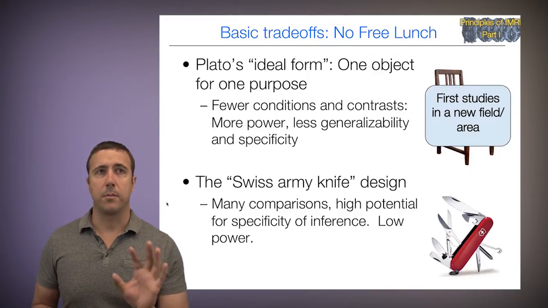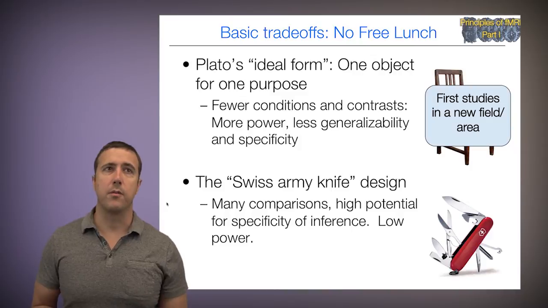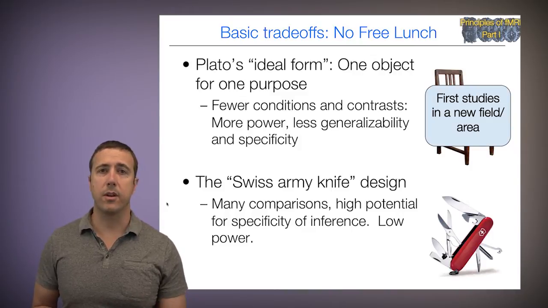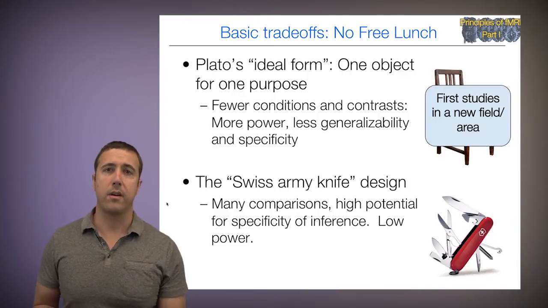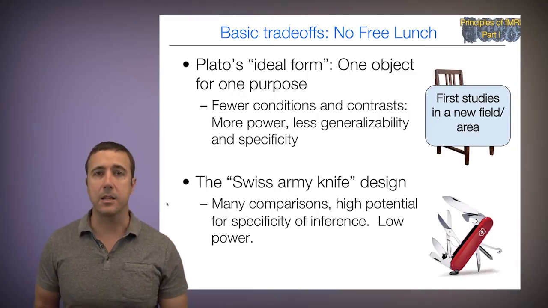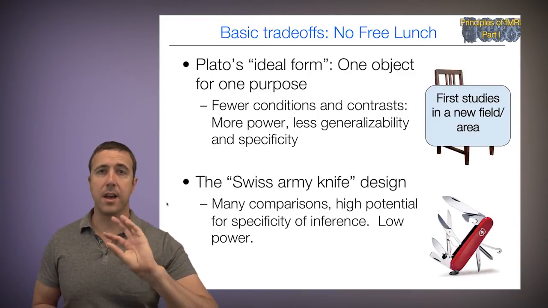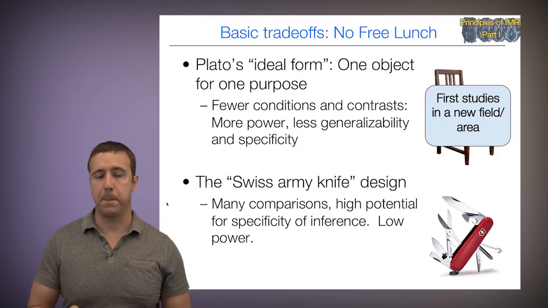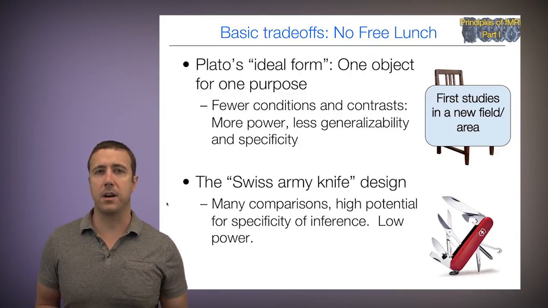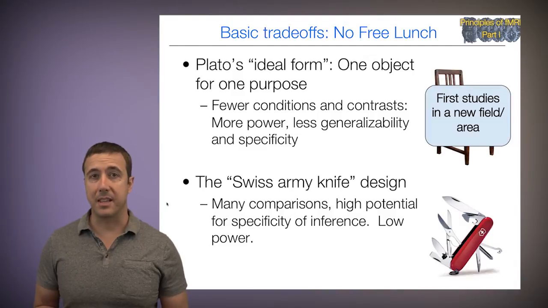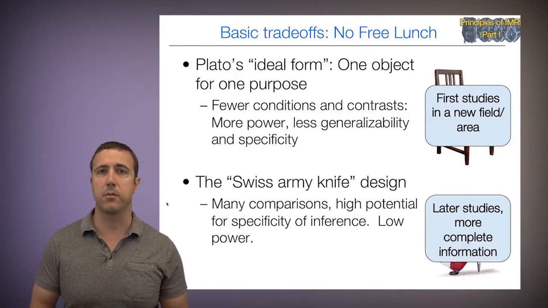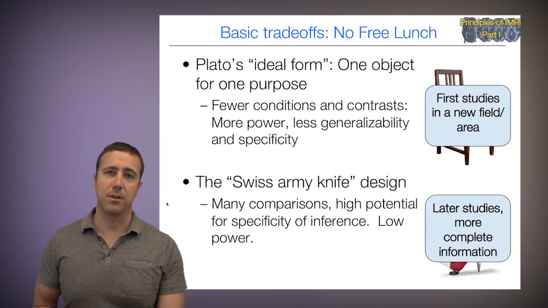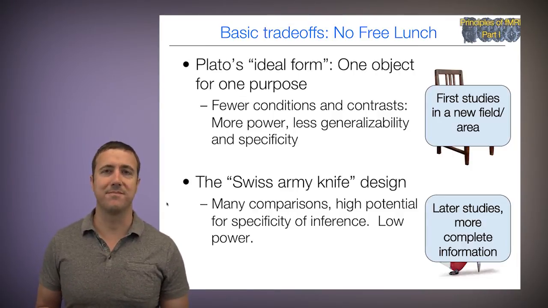So my strong recommendation is, if you're just starting out, if you're doing your first studies in a new area or field where you don't know how strong the effects are, where they are, how easily you can get them, then stick with the ideal form design. Once you've done this a number of times and you really are ready to take the next step to increase the specificity of your inferences about brain and behavior relationships, then go to more of the Swiss Army knife design. And do that with caution.